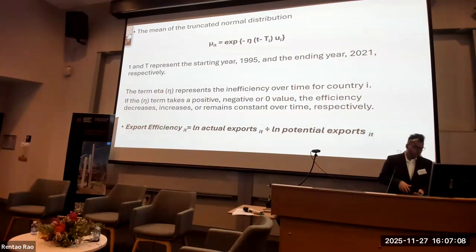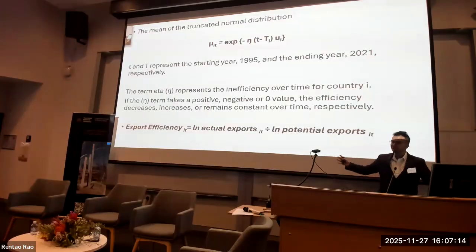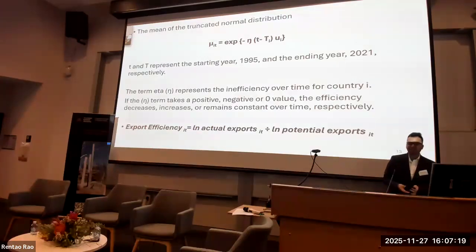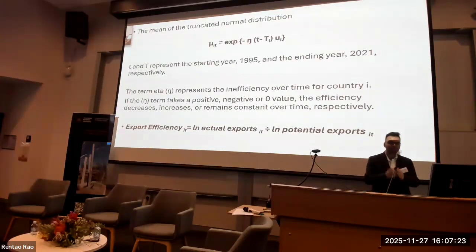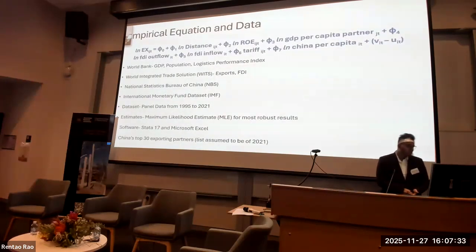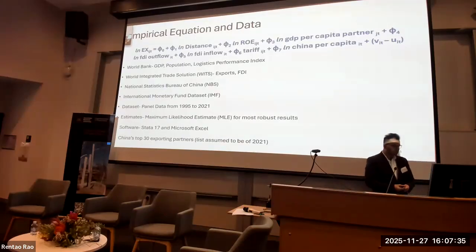The term eta in the model, if it is positive, it means that the gap between the actual exports and the potential exports is decreasing. If it's 0, which is practically impossible, it will be consistent, and if it's negative, it means the gap is increasing. So the export efficiency is actual exports divided by potential exports. So this is the equation.